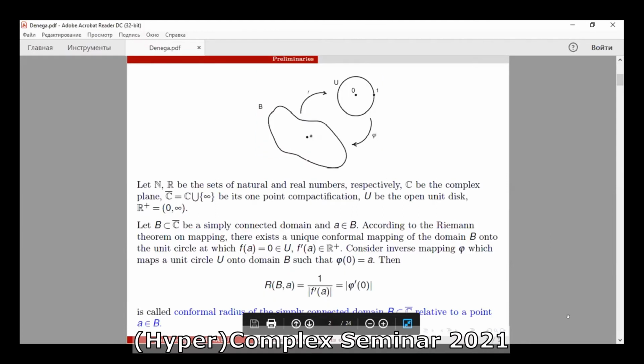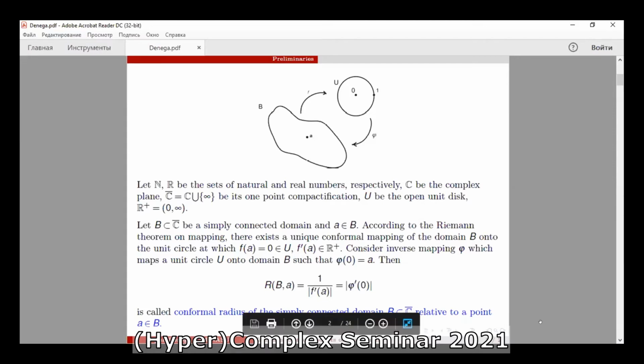As in a previous talk, let N and R be the sets of natural and real numbers respectively, C be the complex plane, C bar be its one-point compactification, U be the open unit disk, and R plus equals the interval from 0 to infinity. Let B from C bar be a simply connected domain and A a point of B.